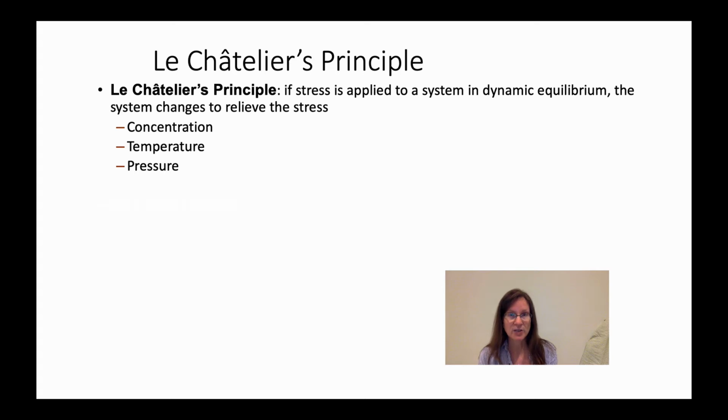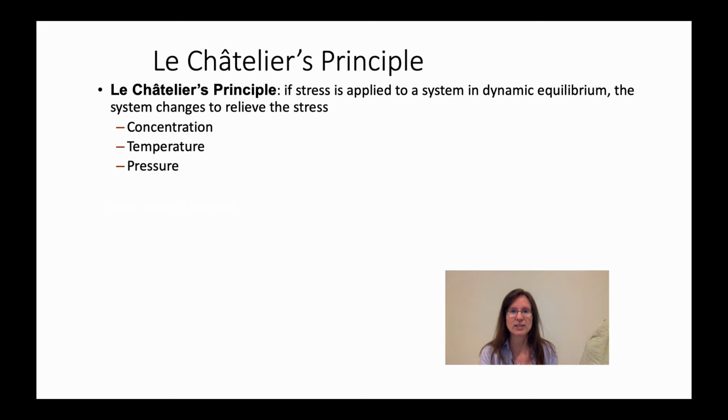If a stress is applied to equilibrium, the system is going to shift in order to try to relieve that stress. What it means to shift is that either it's going to increase the rate of the forward reaction or increase the rate of the reverse reaction in order to do away with whatever stress you've applied.